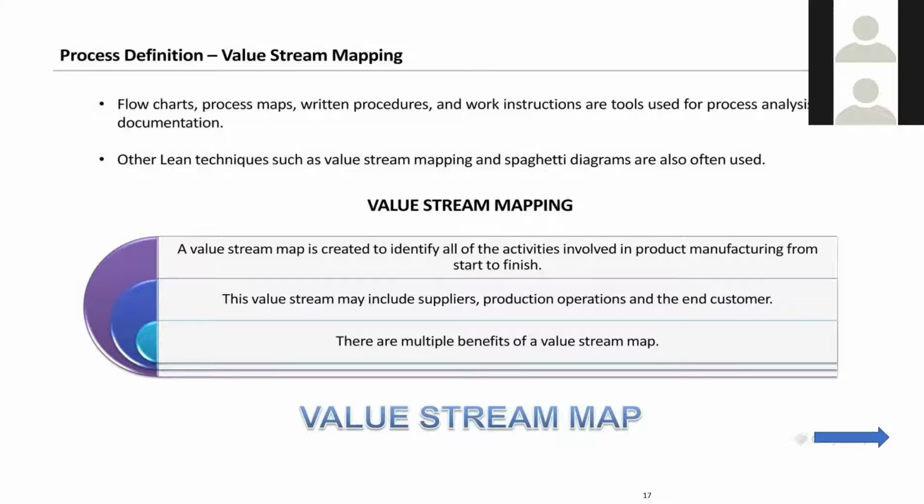The value stream map may include suppliers. It also talks about the customer. There are multiple benefits of a value stream map. You'll understand where the bottleneck is. You'll also try to figure out other things from this value stream mapping. Now let's look at a sample of a value stream map.